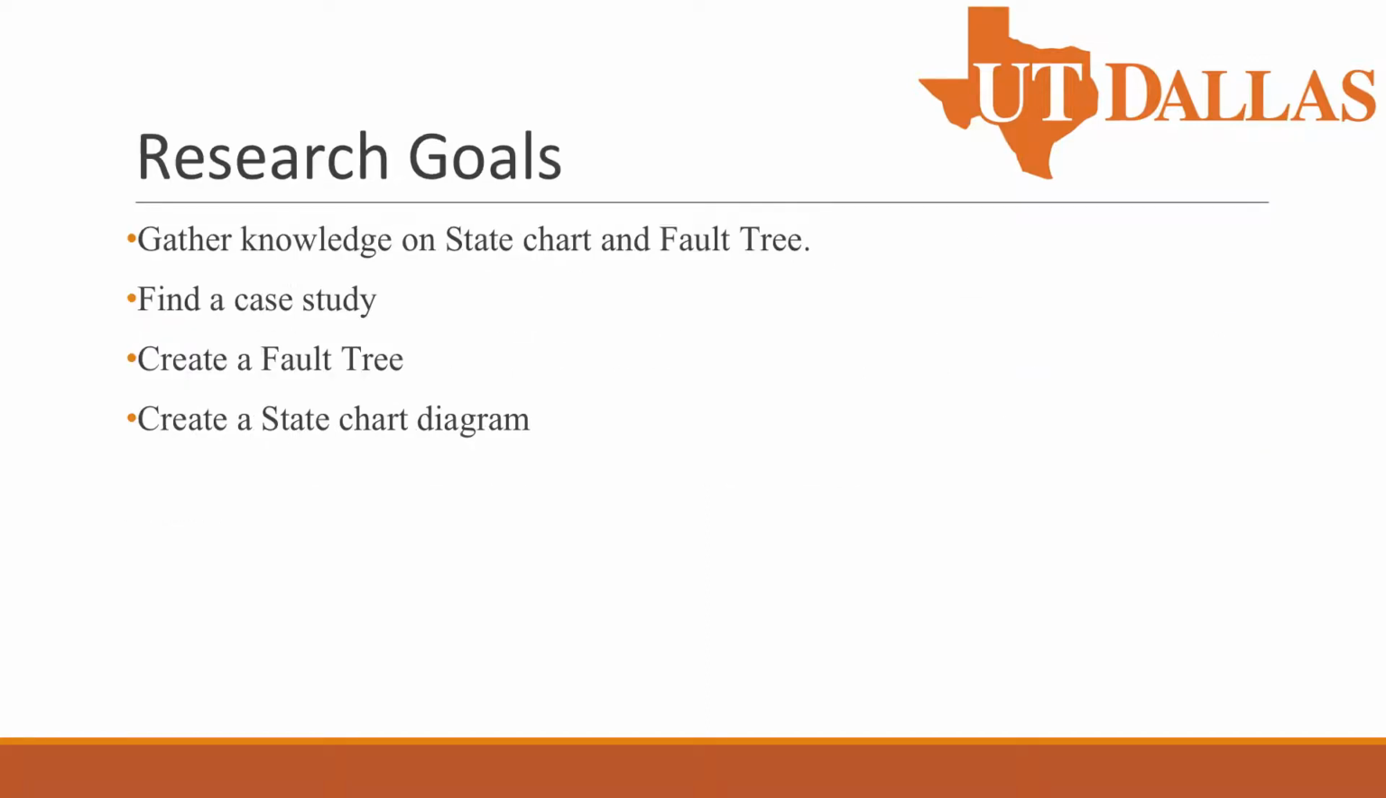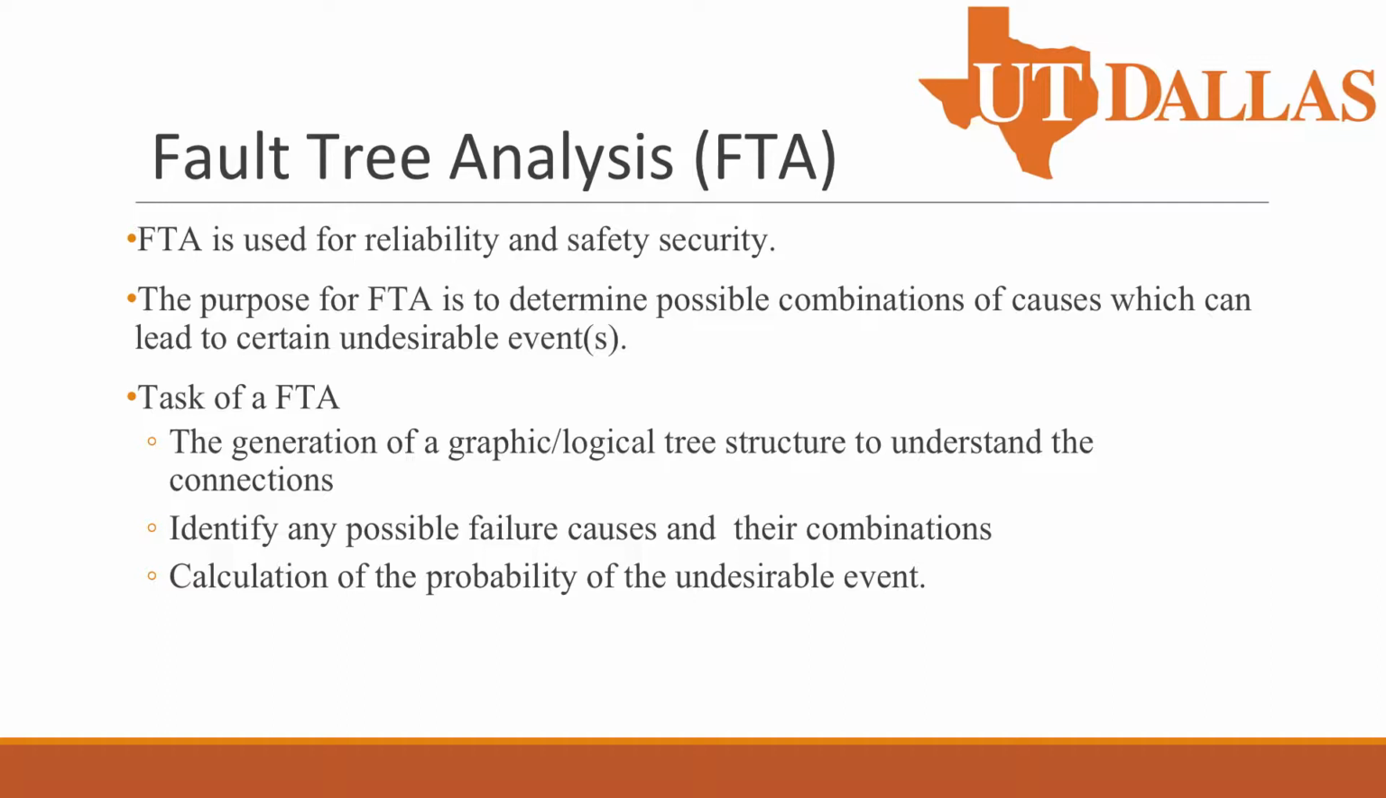Now, our research goals were to gather information on the state chart and the fault tree, next find a case study, and create a fault tree and a state chart diagram. So what is a fault tree analysis? FTA is one of the most widely used methods in reliability and safety security. It is a procedure for determining any possible combination of causes which can lead to certain undesirable events. There are 3 tasks of the FTA: to generate a logical tree structure to understand the connections, identify any possible failure causes and their combinations, and lastly, the calculation. Overall, FTA has the capability of providing useful information concerning the likelihood of the failure.